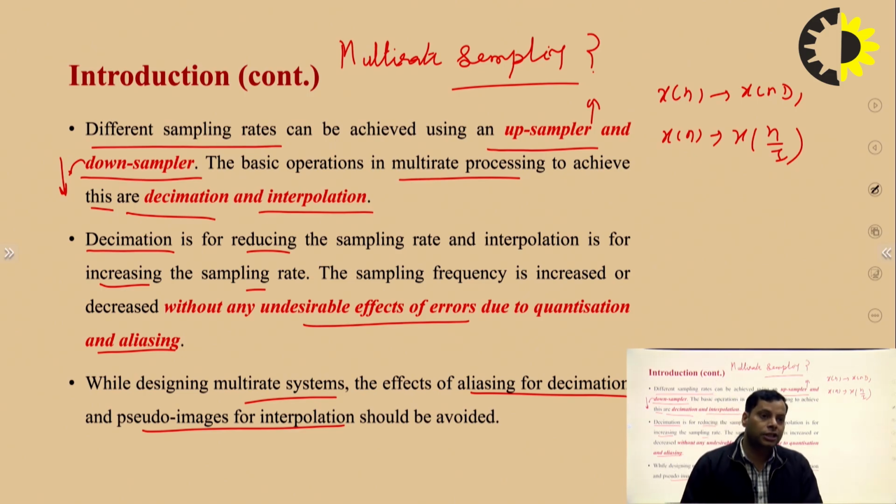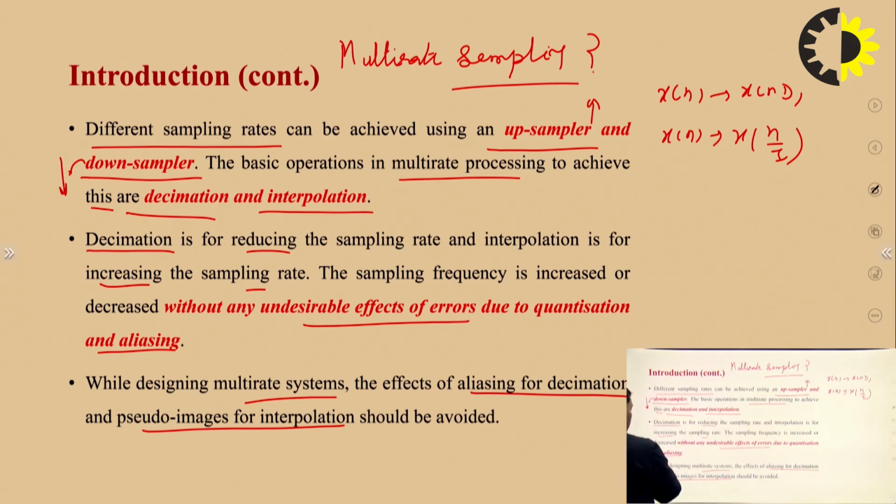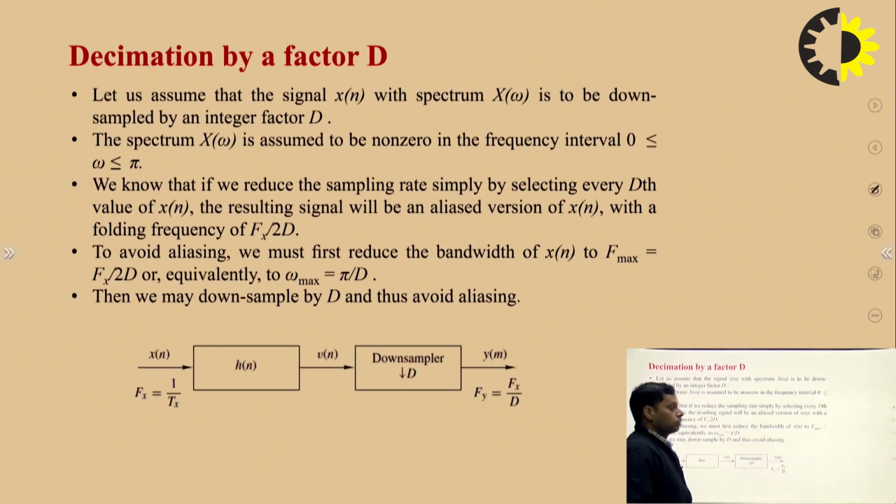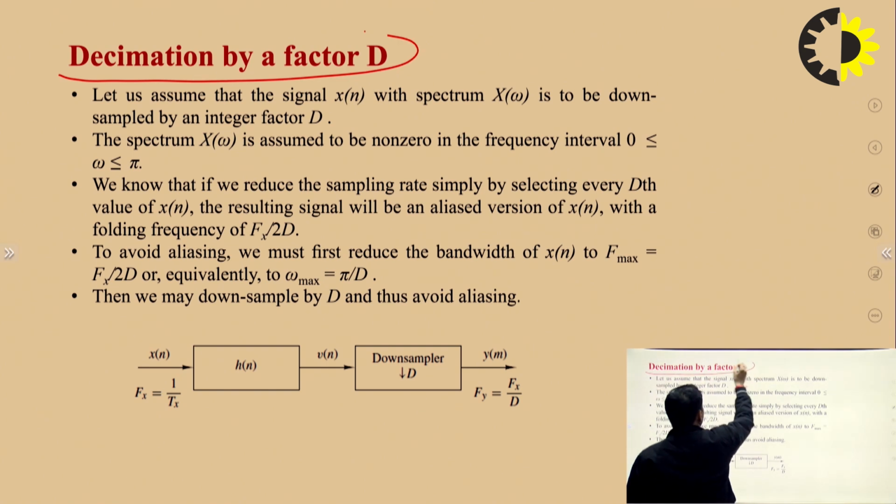In the case of interpolation, when the interpolation is performed, a number of mirror images are introduced between the two successive sequences. So, there is a requirement to remove the mirror sequence to get our actual information. For that, an anti-imaging filter should be imposed here. A statement is written that while designing a multi-rate system, the effect of aliasing for decimation and pseudo images for interpolation should be avoided. Now, in this lecture I will focus on decimation by a factor D.